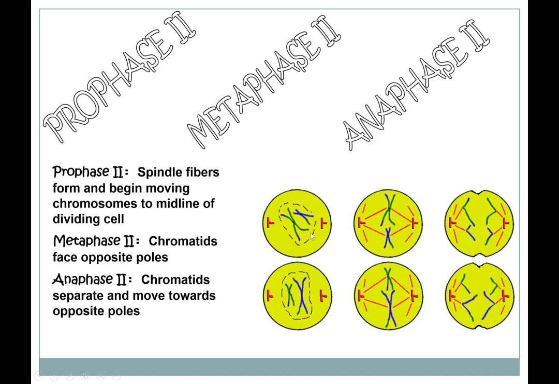All right, so spindle fibers attach and start lining up. Metaphase 2, chromatids are lined up in the middle, facing opposite poles. Anaphase 2, A for anaphase, A for away. The chromatids separate and move towards opposite poles of the cell. So you can see here these X's are getting split up in anaphase.